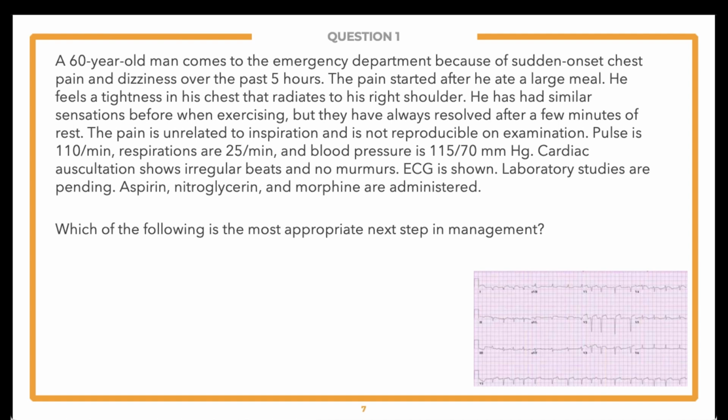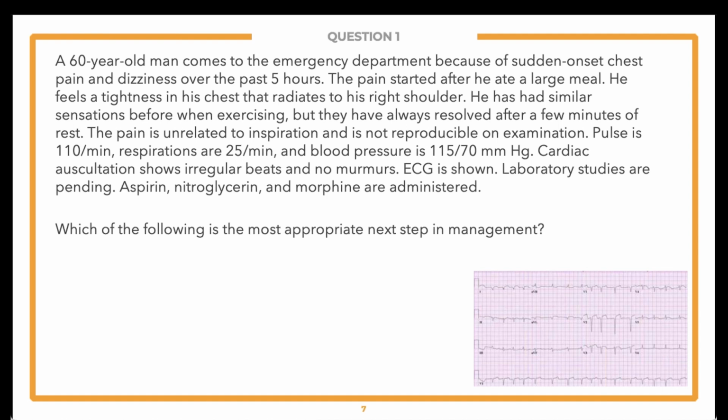Aspirin, nitroglycerin, and morphine are administered. So again, with that, which of the following is the most appropriate next step in management? You can go down to the question box, let us know how many steps you think it's going to take to solve this question. Let us know what your thoughts are on that as I pass it on to Abraham.